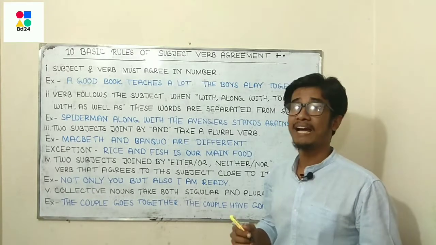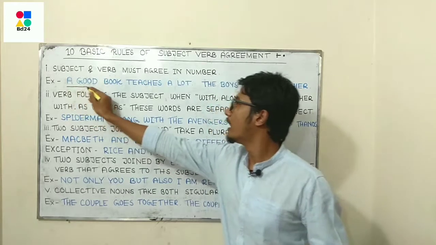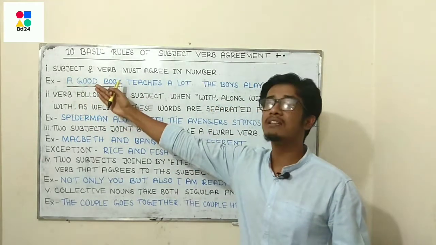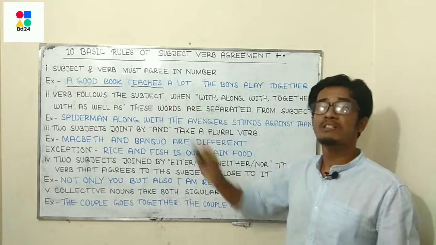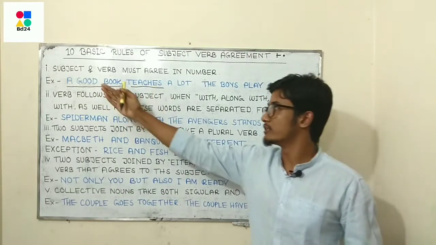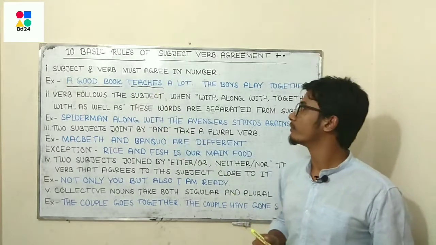The first example on the board is: a good book teaches a lot. So first of all, let me identify the subject. The subject here is a good book. A good book. So you can see that it's singular. So the verb is also singular. A good book teaches a lot. The subject is singular, so the following verb is also singular.